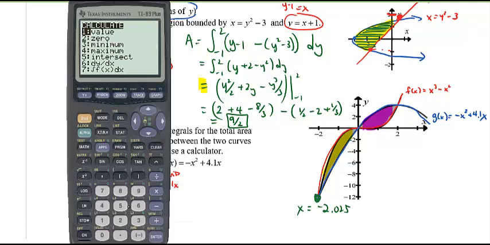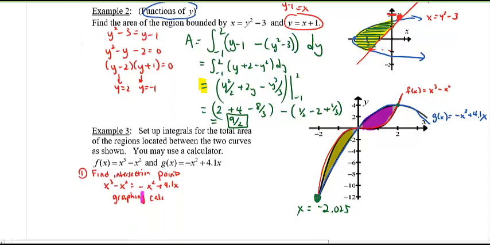Second calc once again. Choose number 5. Intersect. Arrow the curve to the intersection point in the first quadrant. Oh, 2.025. Okay, good. So this x value is 2.025.